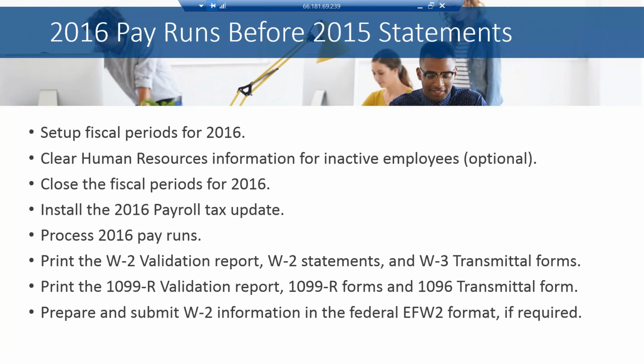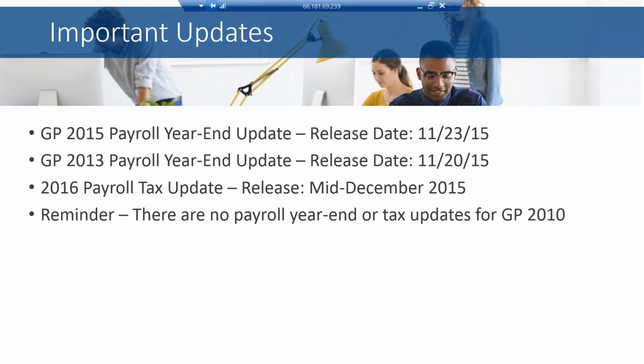From there, we're going to print our W-2 validation report, our statements, and our W-3s. We're going to print our 1099-Rs if those are appropriate, and the 1096, and then we're going to prepare and submit our W-2 information to the federal government if appropriate. That's not required for everyone; I think there's a 250 employee limit for that.